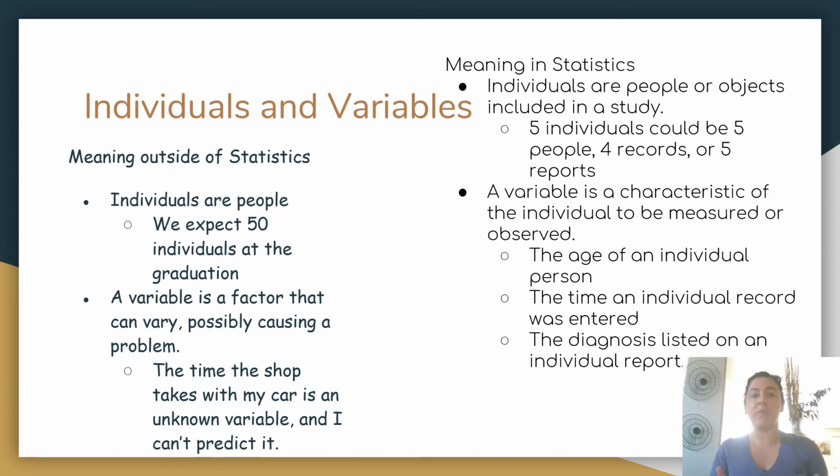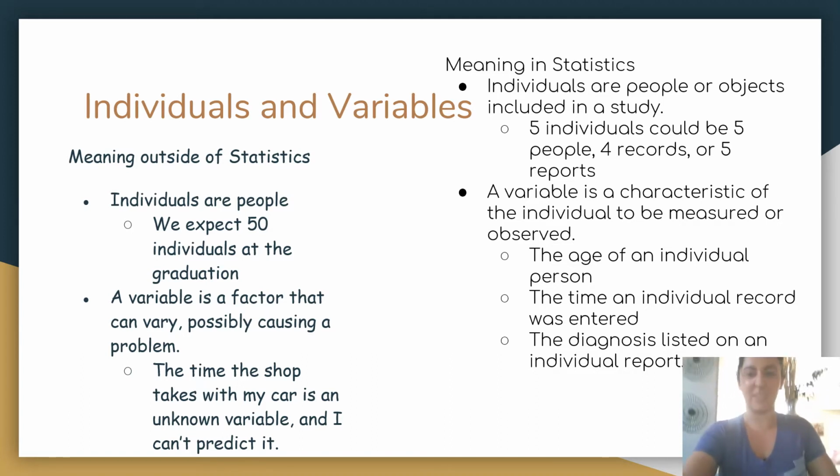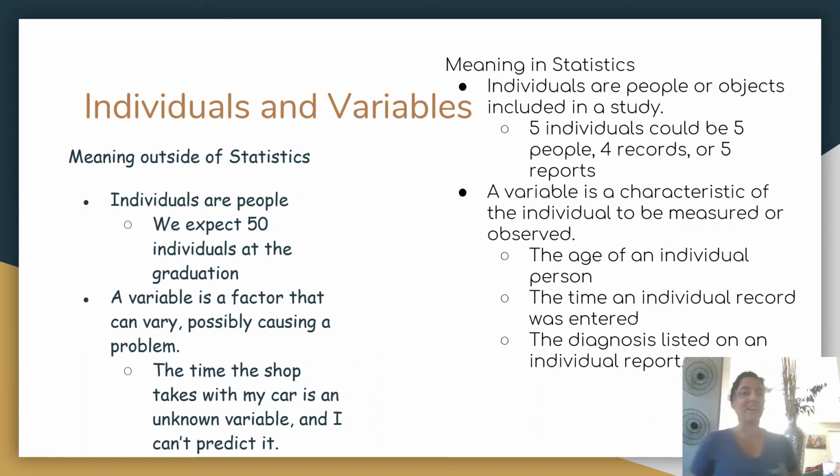And a variable outside of statistics is a factor that can vary. It's not going to be consistent. It's not going to be the same thing every time around. Outside of statistics, we might see it as something that might be causing a problem, an issue. Got problems.